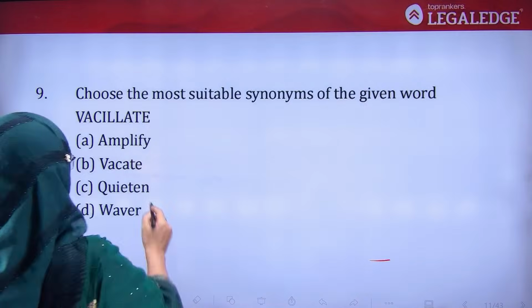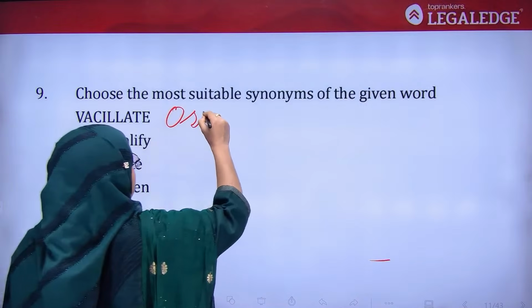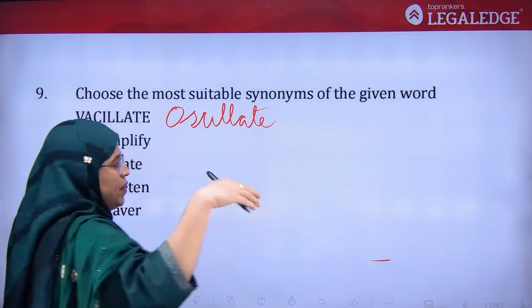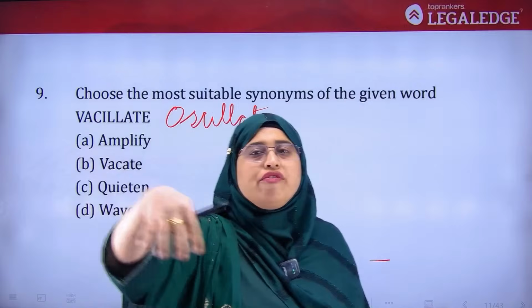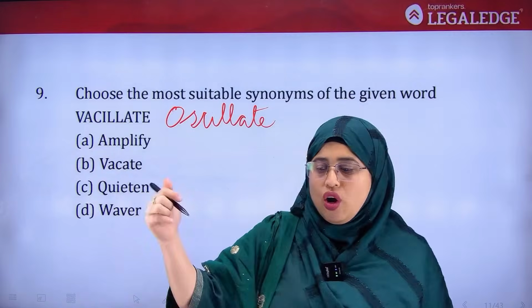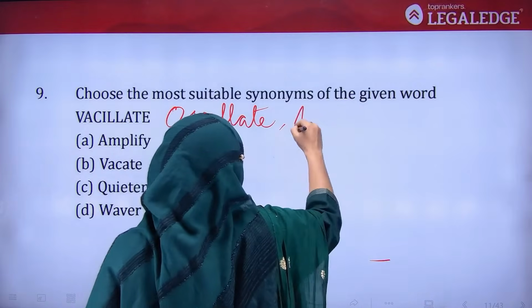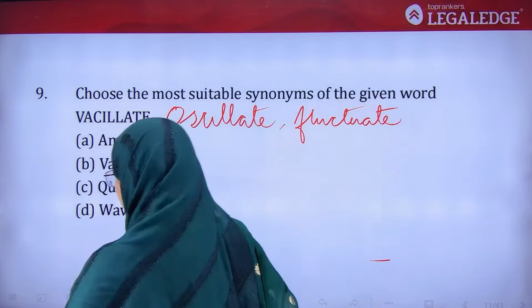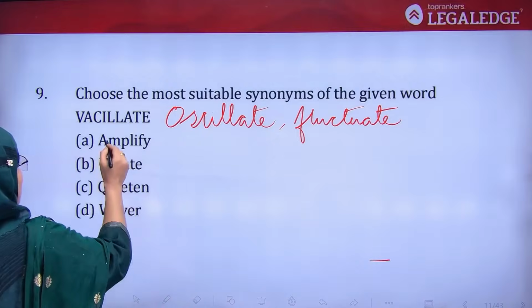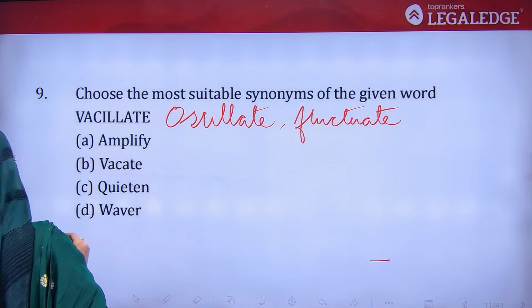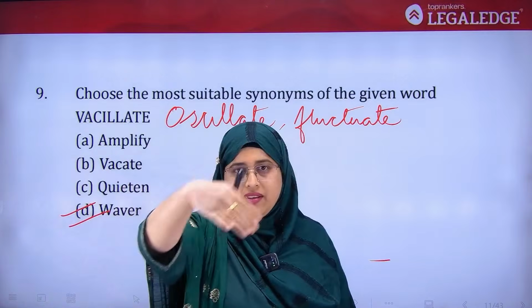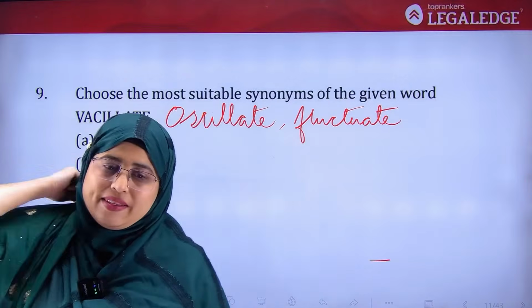Now, vacillate is to oscillate. That means to move back and forth like this, or fluctuate. Okay? So, here the correct answer choice should definitely be waver, wavering here and there. That's what we call vacillate.